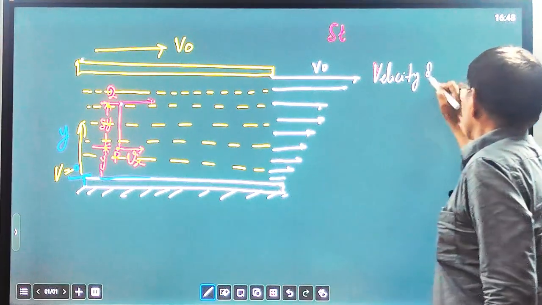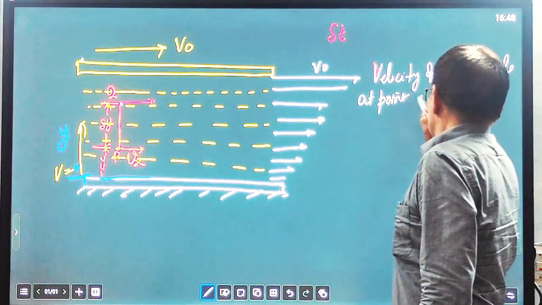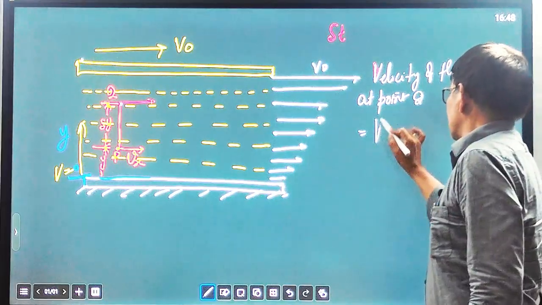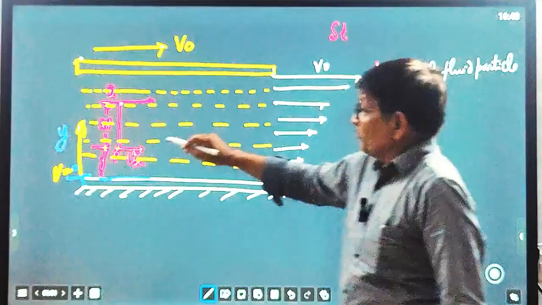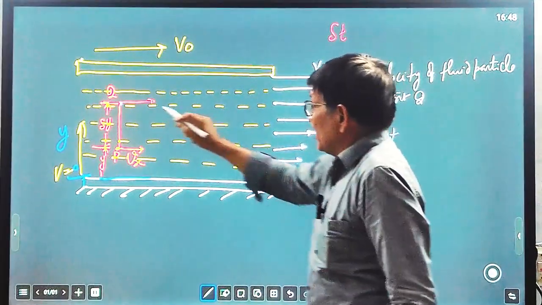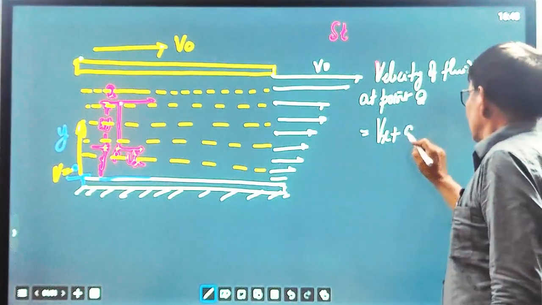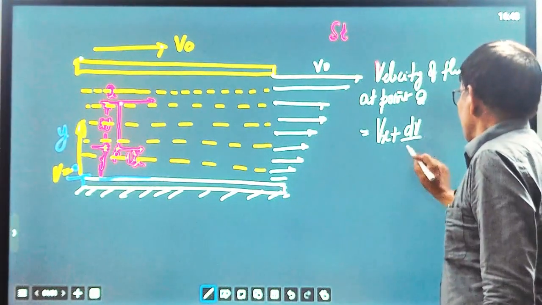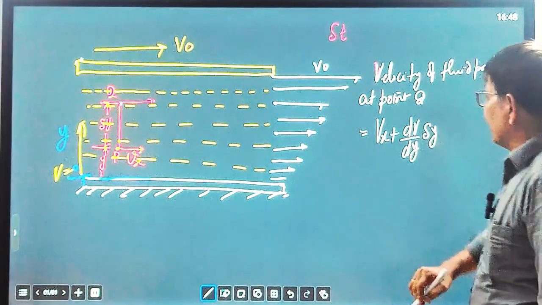Velocity of fluid particle at point Q equal to Vx plus... you know that at this point velocity is Vx. So velocity is a function of y. So what will be the velocity at Q? Velocity at Q equal to Vx plus dv over dy into del y, because we are moving del y upwards.